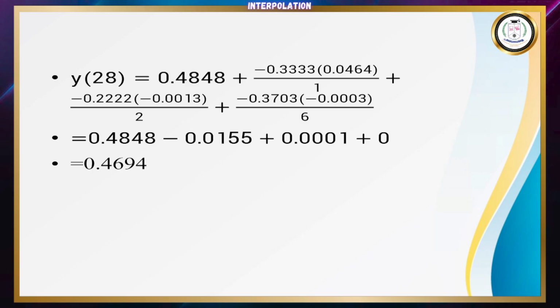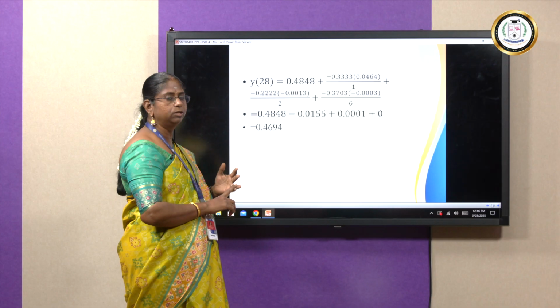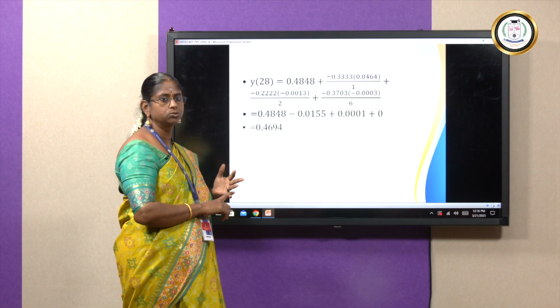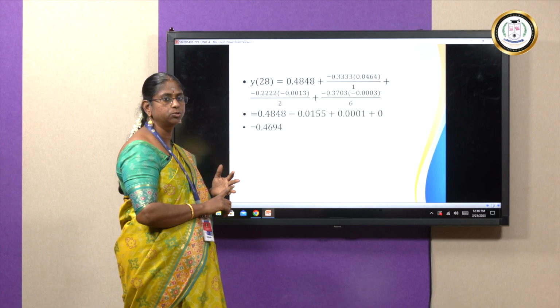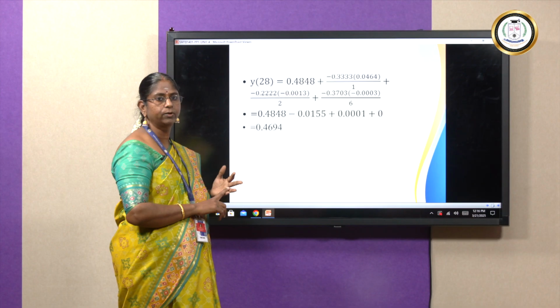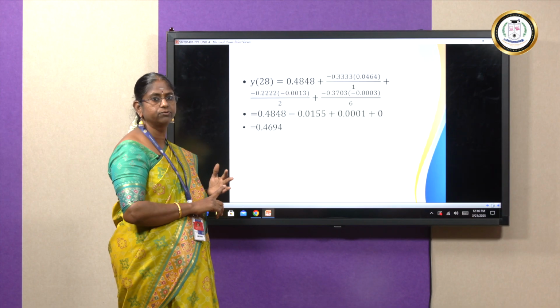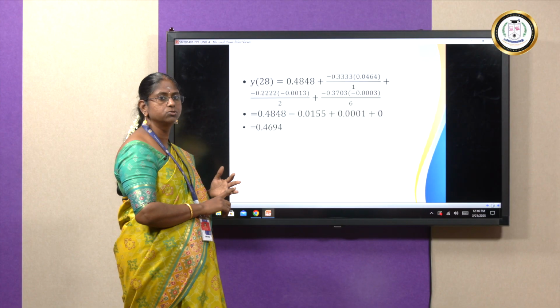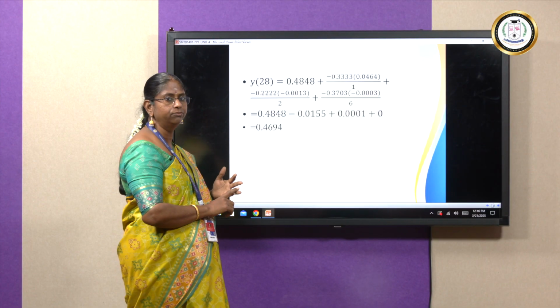So from that data we found the values of y for the two values of x, that is x is equal to 21 and x is equal to 28. For x is equal to 21, we used Newton's forward interpolation formula, and for x is equal to 28, we used the backward interpolation formula.